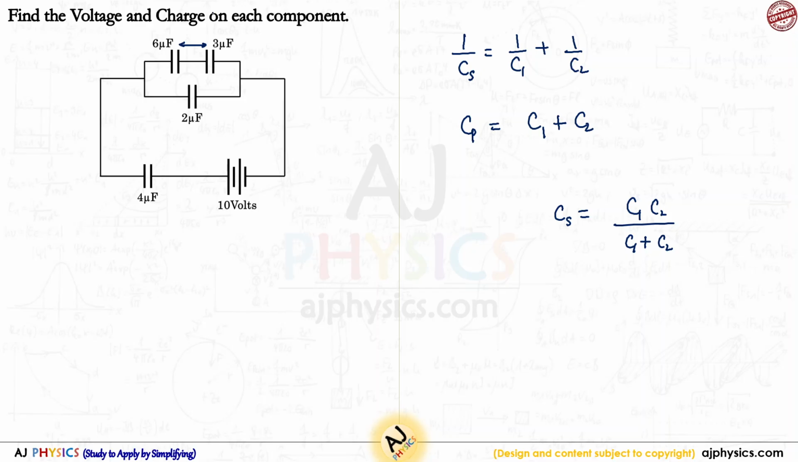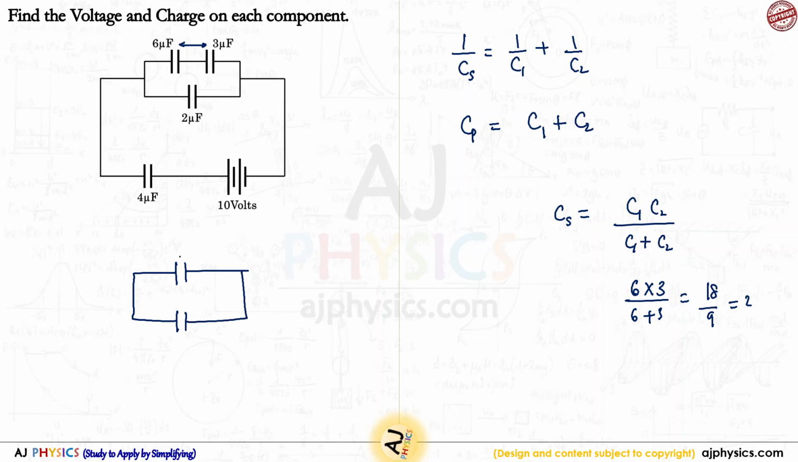Okay. So if we solve this circuit and we try to reconstruct the circuit again and again, we have to find the equivalent capacitance first. So let's start. That would be like 6 and 3. We can have a rough calculation. That would be 6 multiplied by 3 over 6 plus 3. So that would be 18 divided by 9. So that's 2.